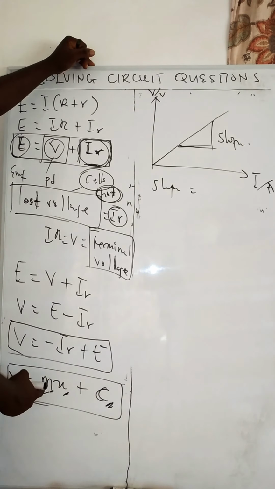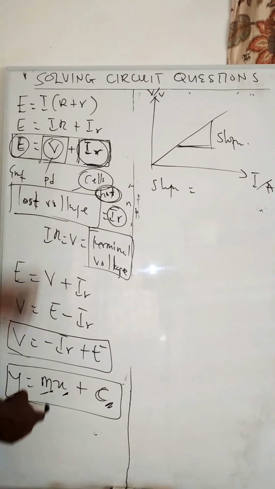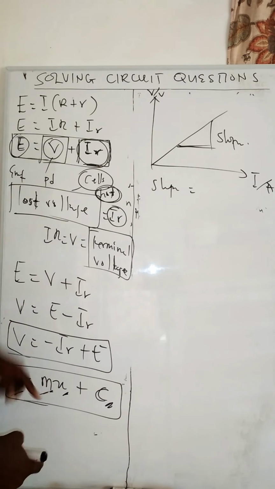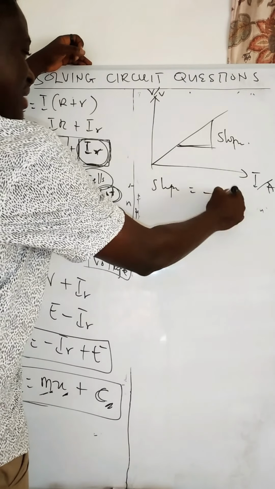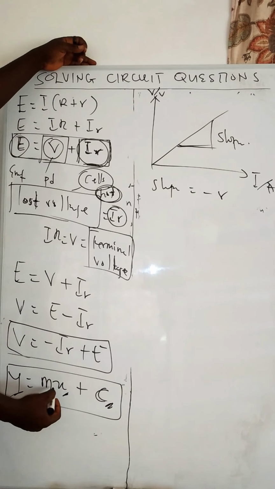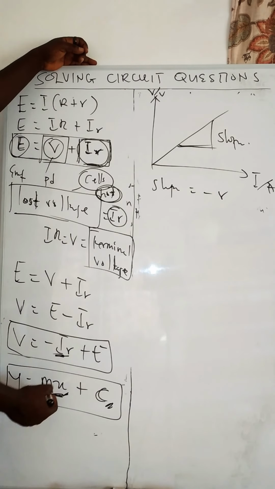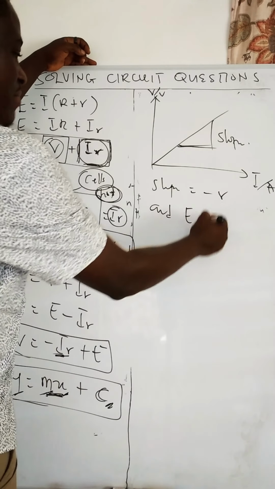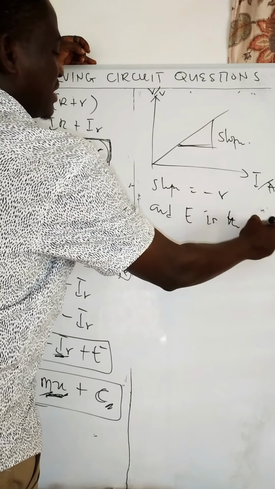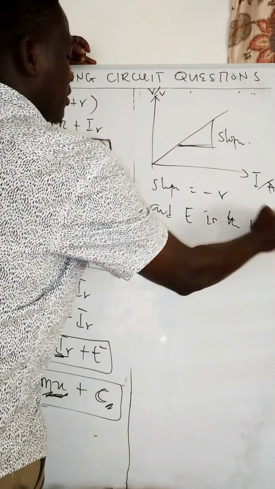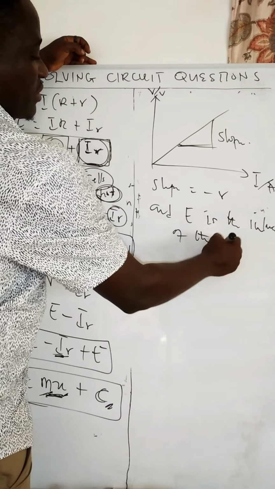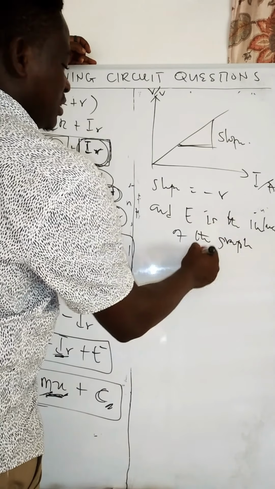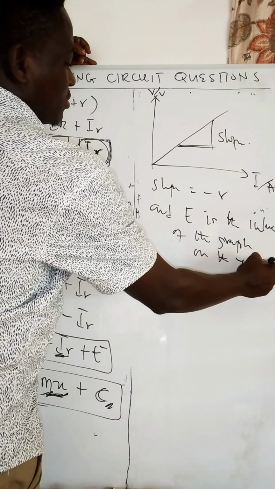Okay, now look at this graph very well. You realize that from the graph, the slope is going to be m. So the slope is negative r. In comparing this equation to this equation, the slope is going to be negative r, and the EMF is the intercept. Okay, the intercept of the graph, and it's mostly on the y-axis.